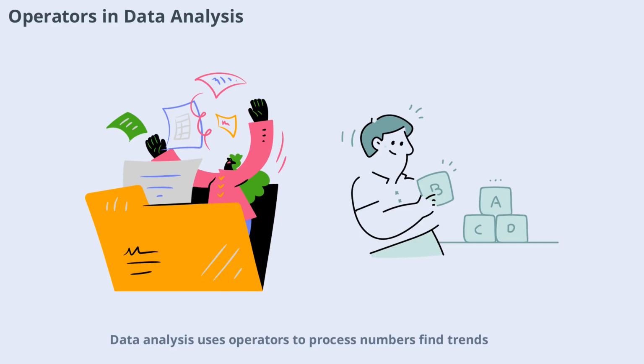Data analysis uses operators to process numbers, find trends, and generate reports. Addition, subtraction, multiplication, and division help you analyze data and make informed decisions. JavaScript operators are essential for handling data efficiently.